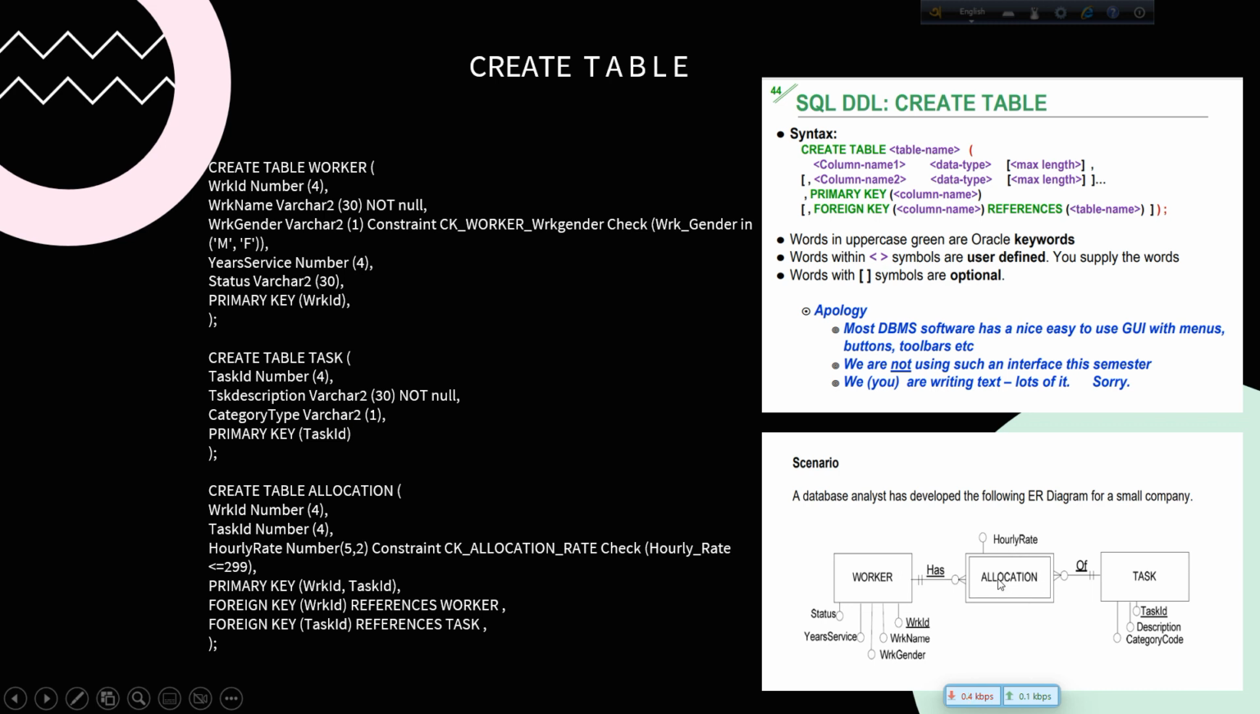And those worker id and task id primary keys will be allocated in the weak entity. You can see the foreign keys in the allocation table: worker id, task id, and the primary key is worker id, task id. The foreign keys are worker id, which references the worker table, and task id, which references the task table.